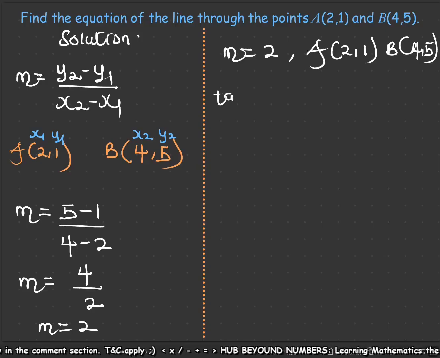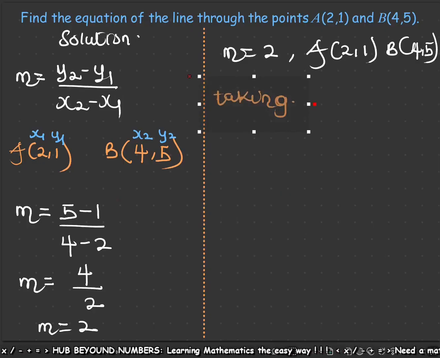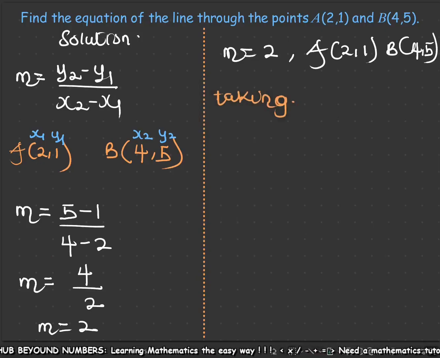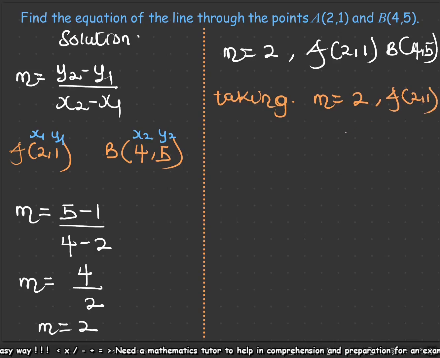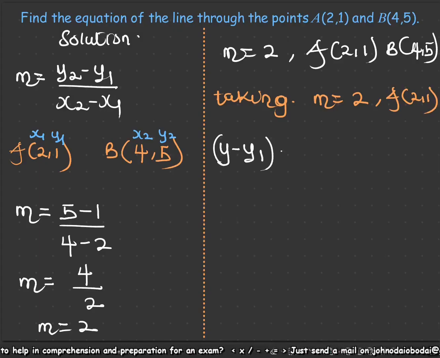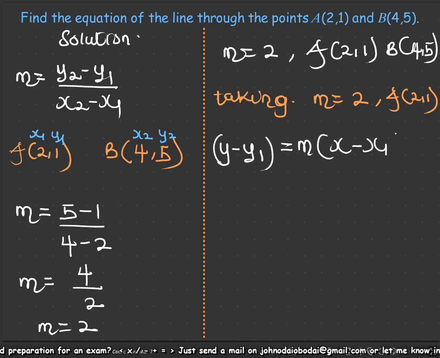So taking, and you do not have to do both. You just need one, because they all give us the solution. Hence, for what we are about to do, we are going to take our m to be what? 2. And then the point A, which is 2, 1. Remember, we said if we have a point and then the gradient, then the equation of a line is given us y minus y1, which is equal to m into bracket x minus x1.